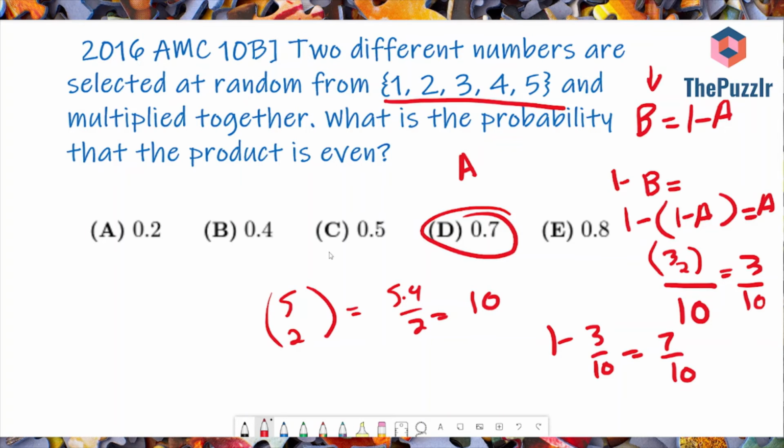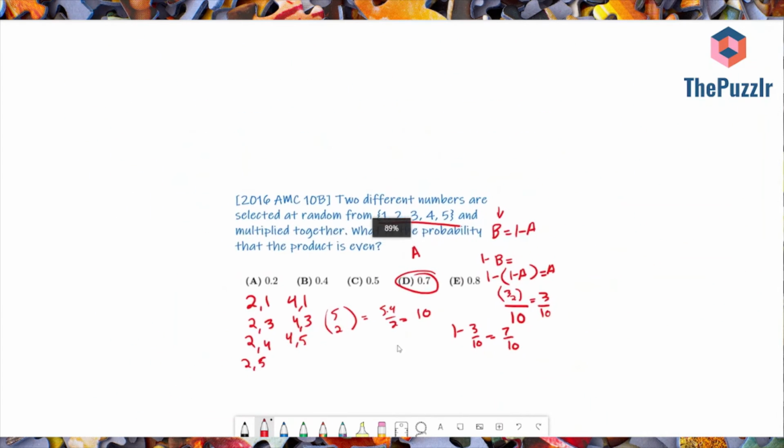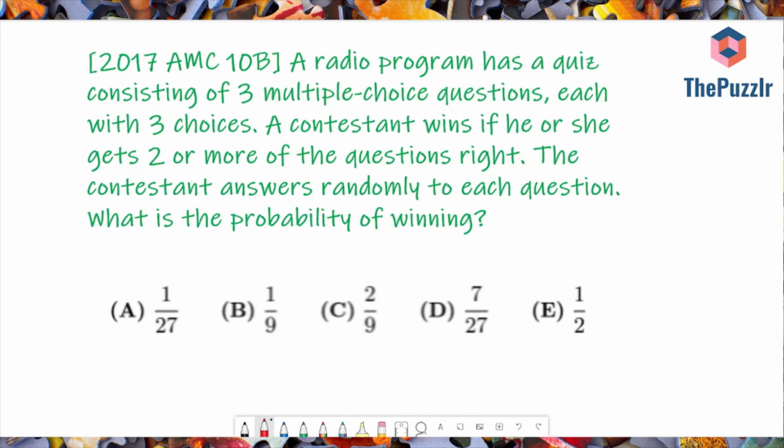We can quickly just double check our work. We can have 2, 1, 2, 2. Oh, it says two different numbers. So 2, 1, 2, 3. Let's write them here just so we can keep track. 2, 1, 2, 3, 2, 4, 2, 5. Those are all even. And then we could also have 4, 1, 4, 3. We can't do 4, 2 because we already did 2, 4. And then 4, 5. That's 7 over 10, so we know we're correct. Let's move on. So that just shows how complementary probability is just simpler than using other types of strategies in probability questions sometimes.